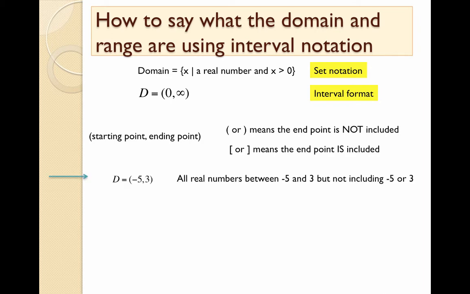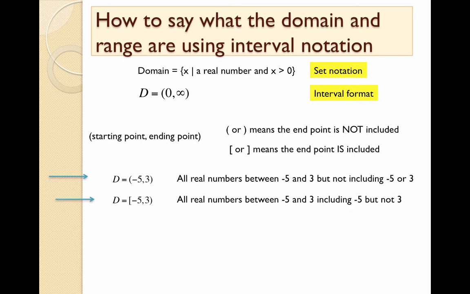Let's look at some examples. Here's a domain where we go from -5 to 3. We're using parentheses, so what we're really saying is all real numbers between -5 and 3, but not including the -5 or 3. Remember, we're talking real numbers, not just whole numbers. So fractions, decimals, anything like that is included.